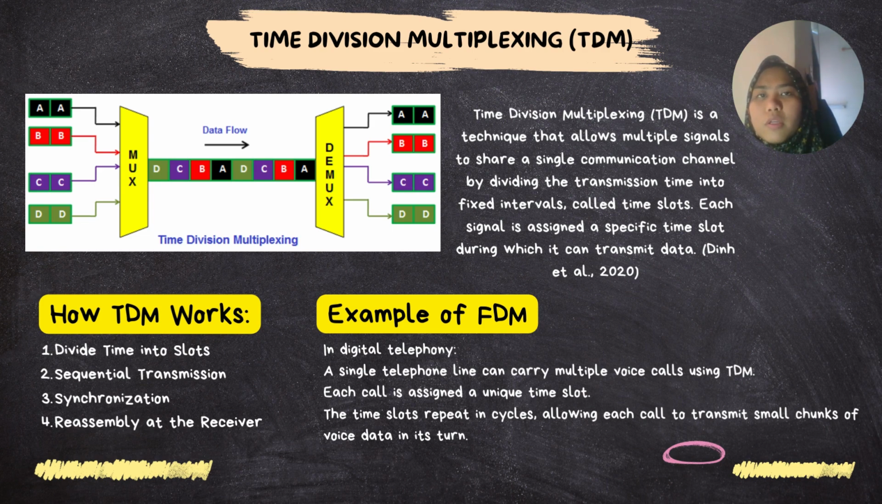So, what we can conclude, TDM is efficient because it allows multiple signals to share a single channel, making the best use of available bandwidth. It's commonly used in systems like telephony and data communication, where signals are transmitted in a time-ordered sequence.